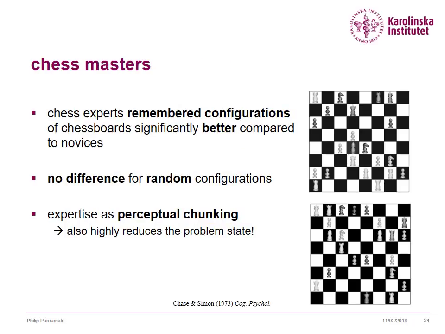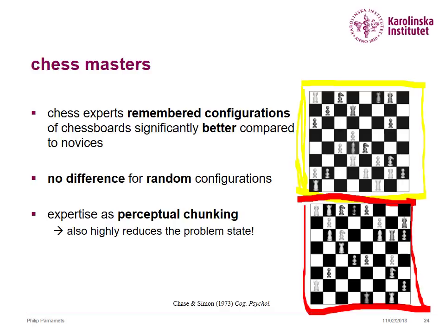So one of the early and most influential papers on how chess masters differ from novices was work done by Chase and Simon in the early 1970s. What they did was show participants chessboard configurations like the ones shown here on the right. These configurations would be either ones that could actually occur in a game of chess, or random configurations that could not occur in a real game of chess, just the result of randomly putting the pieces on the board.